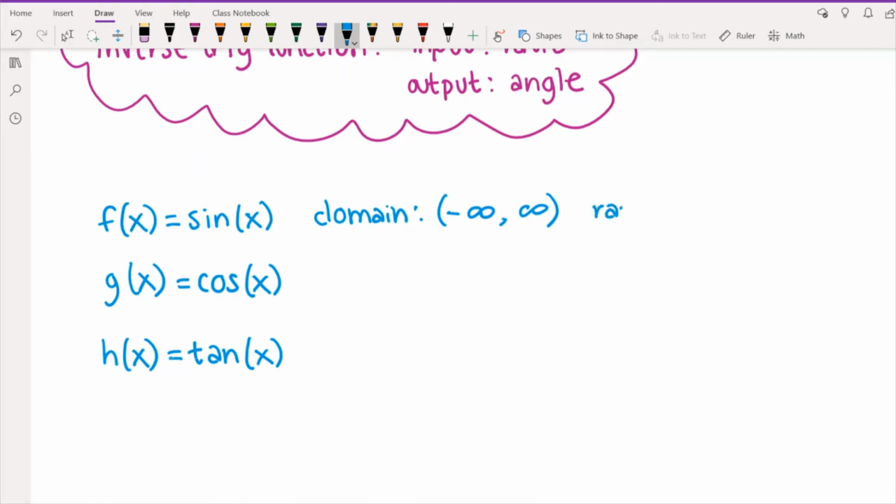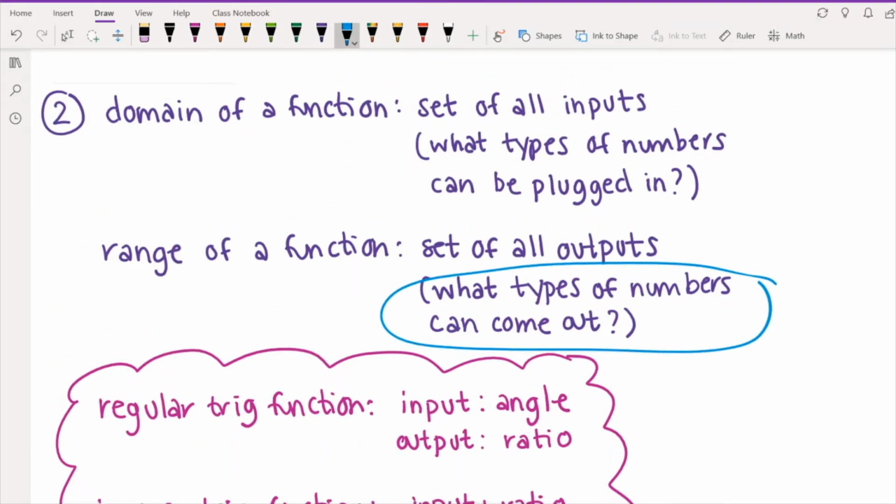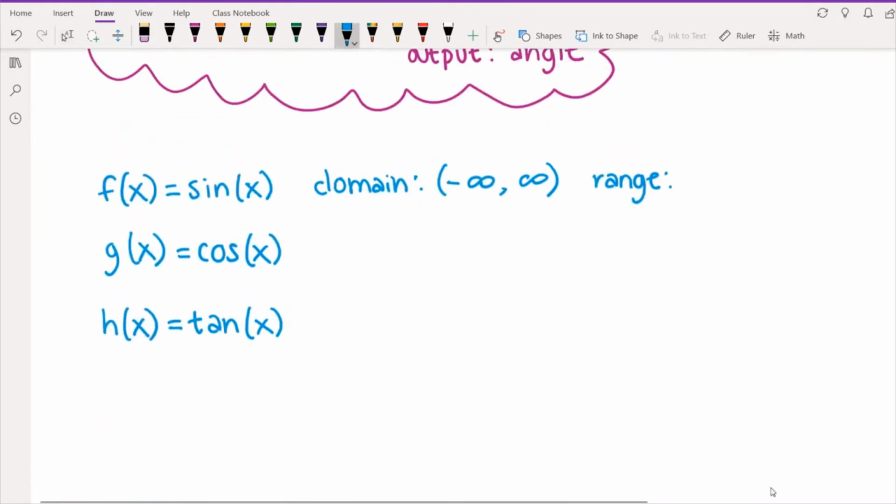So what about the range? Well, what kind of numbers come out? So remember, going back to what domain and range mean, you're thinking about what kind of numbers can come out of your function. And so when you take sine of an angle, you're never going to get anything that is smaller than -1 or bigger than 1, right? So the outputs are stuck between -1 and 1.